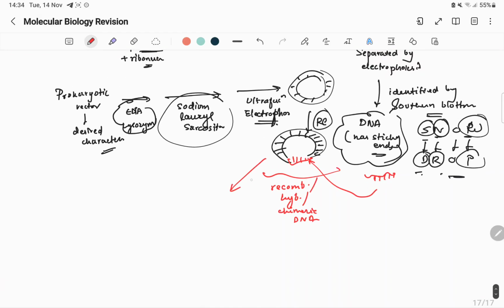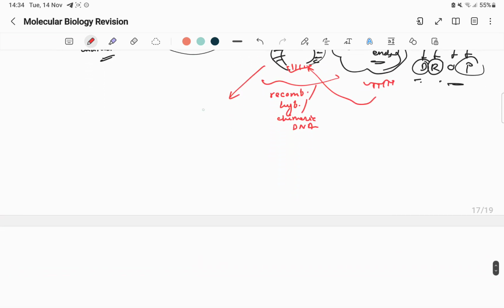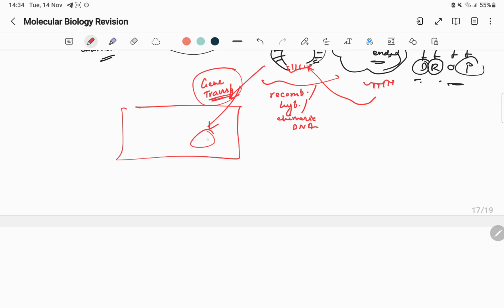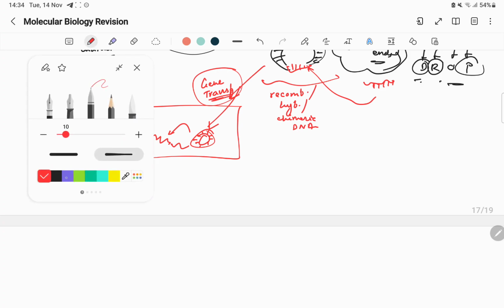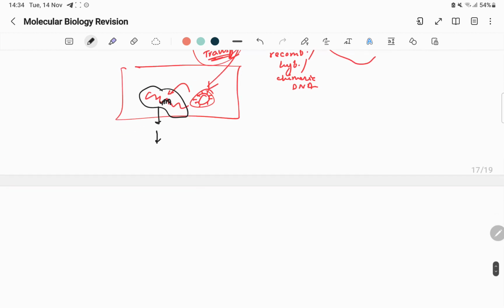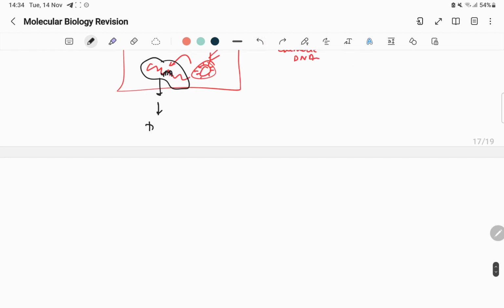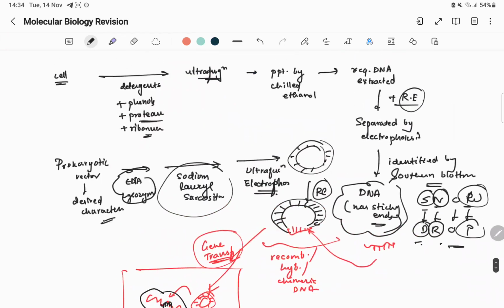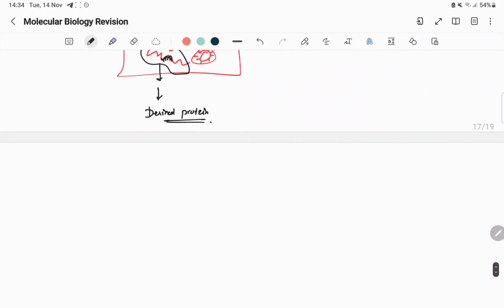Okay, and this you can transfer the recombinant or chimeric DNA into the host cell by gene transfer methods. We'll see how these gene transfer methods occur: liposome-mediated gene transfer and the gene gun, the ballistic methods and all. The chimeric DNA is incorporated here, and when the host cell expresses it, it will give you your desired protein. Understood? So these are the steps of recombinant DNA technology, which I told you in short.